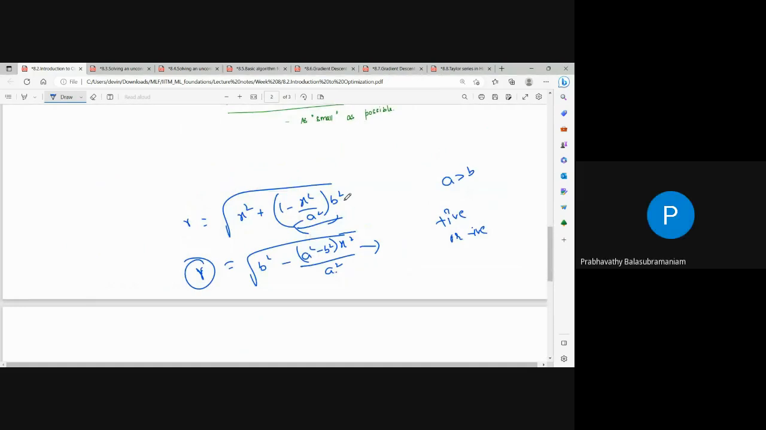So now if you just readjust this, what you're getting is b square minus of a square minus b square into x square by a square. Here there are two scenarios. When a is greater than b, this a square minus b square is going to be positive. And this a square is positive, x square will always be positive. So the maximum value of r can be equal to b.